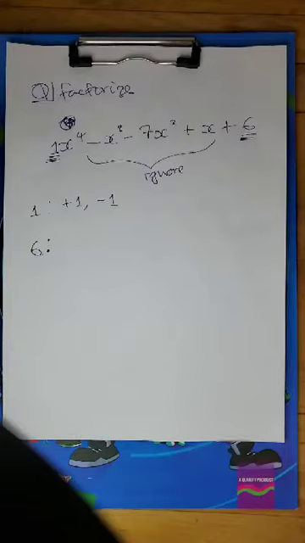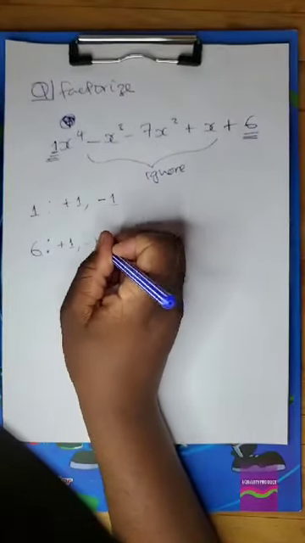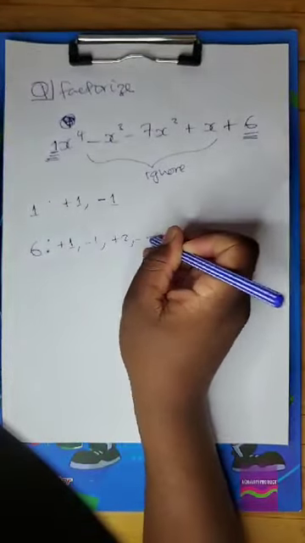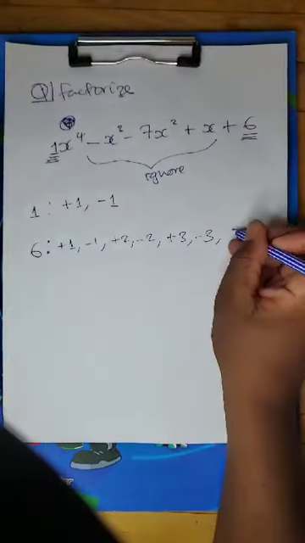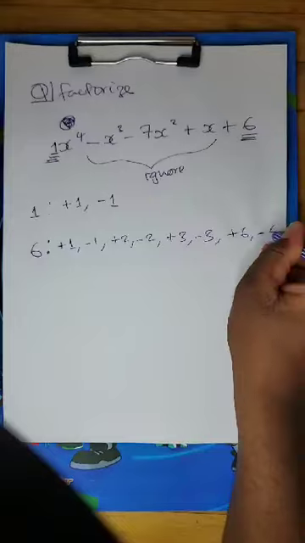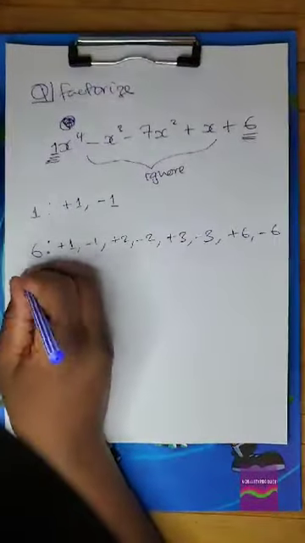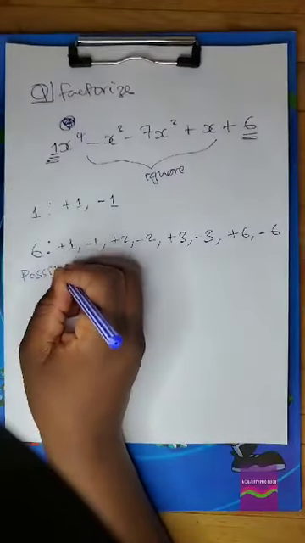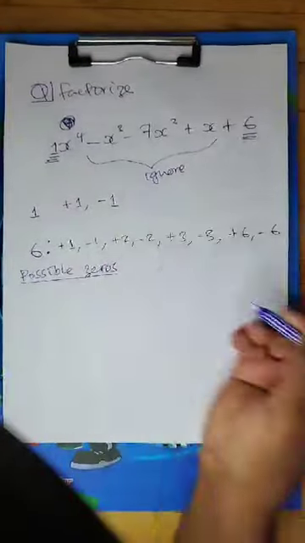All right. So 1 should actually also be there. So positive 1, negative 1. Positive 2, negative 2. Positive 3, negative 3. And 6 itself, positive 6, negative 6. So these are what we call possible zeros. I'll explain shortly why we call them zeros.